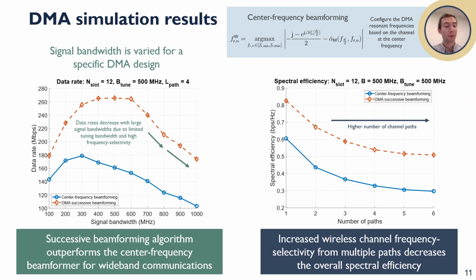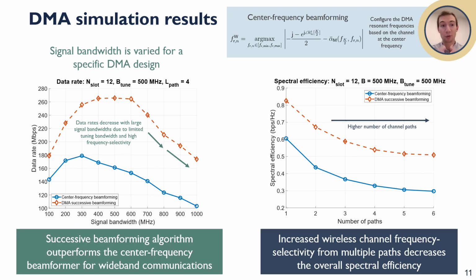Now first, on the left, we see the data rate for a specific DMA setup. In this case, we have a tuning bandwidth of 500 megahertz, 4 paths, and 12 DMA elements. We find that as the signal bandwidth increases, so does the data rate until we reach a data rate peak and then the data rate starts to decrease. It makes sense that the data rate increases with bandwidth, but it then decreases as the signal bandwidth gets large because it starts to exceed the tuning range.